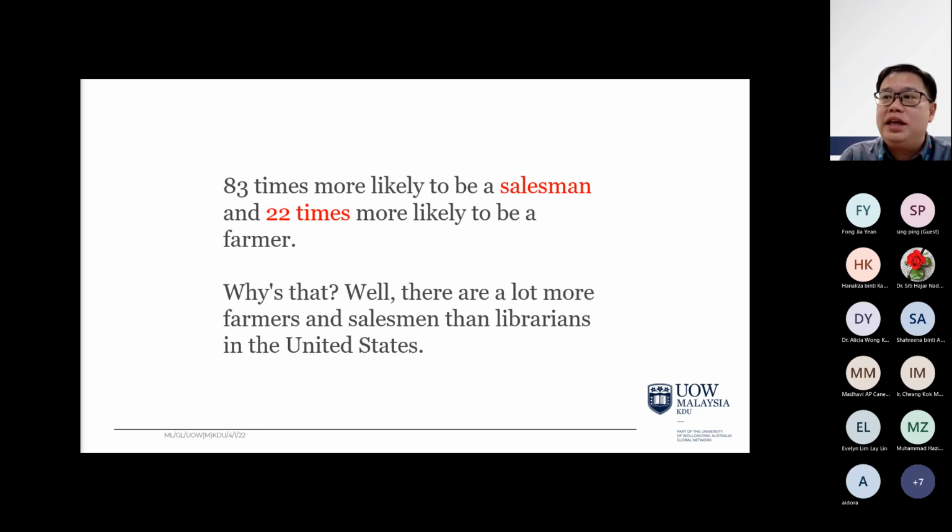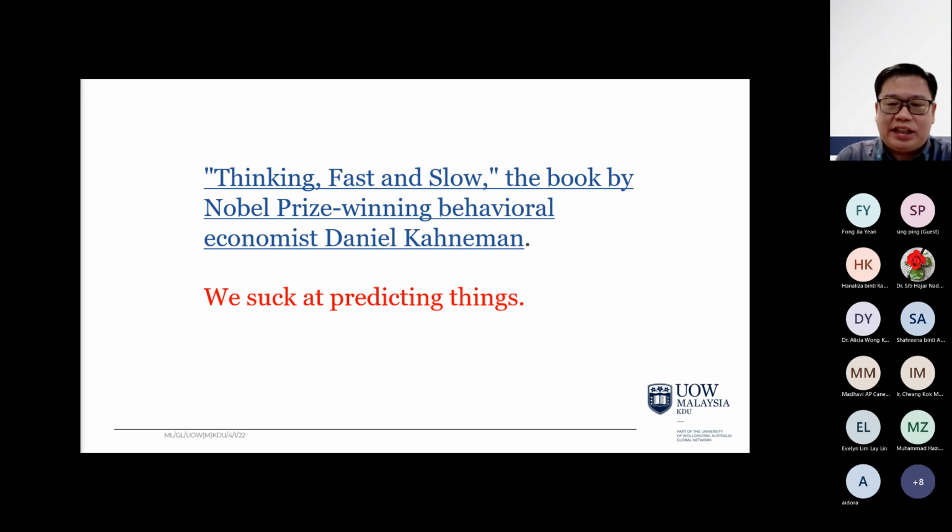So the chances of him being a farmer or a salesman, as you can see over there, is 83 and 22 times. His character or personality does not have an impact on what he is or who he is. Basically, what this says is true of many of us: we suck at predicting things. We predict on a regular basis, but we don't do it very well. We always take assumptions into consideration.